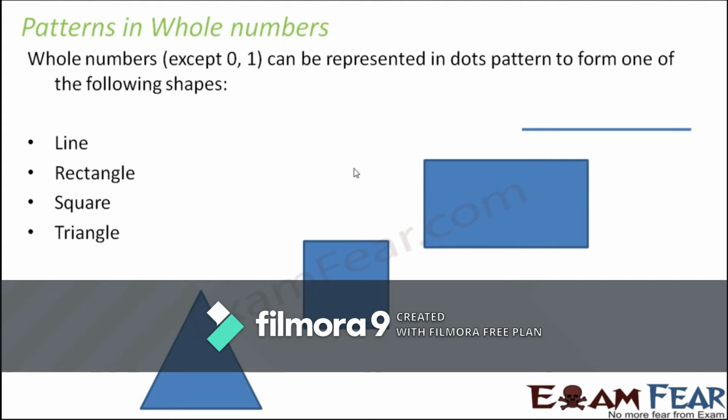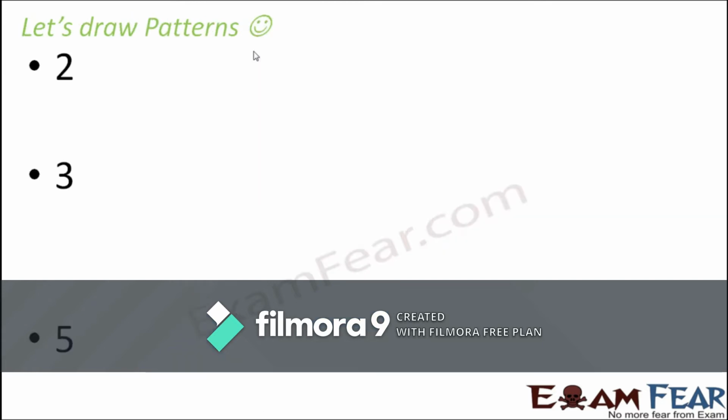Now it would be incorrect to say that all the whole numbers can be represented in this pattern, because there are two exceptions, 0 and 1. So except 0 and 1, all other numbers can be represented in the pattern of dots to form one of these shapes: lines, rectangle, square, or triangle. So let's draw patterns for some of them.